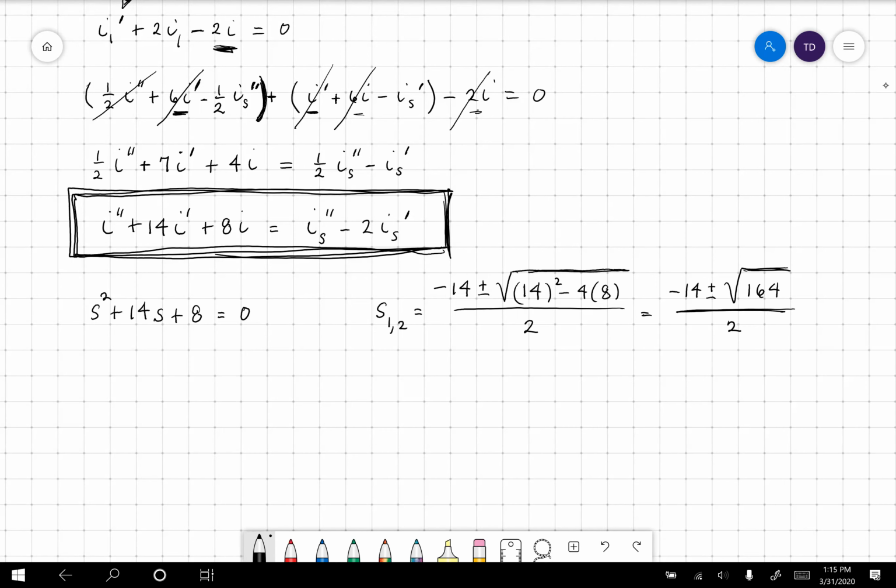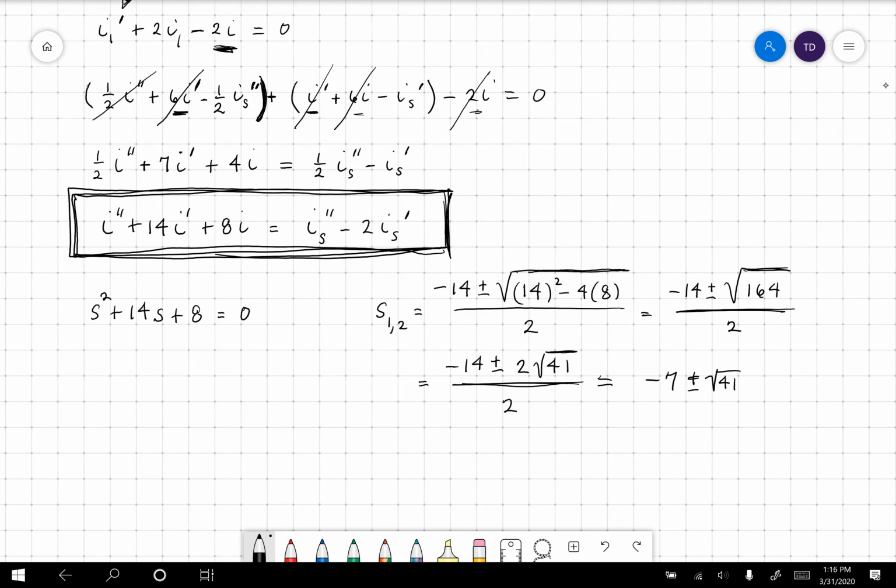You can see that those are both real numbers. It looks ugly, but we're in category number 1. If we look at 164, we know that we can factor a 4 out of that. So this is equal to minus 14 plus or minus 2 root 41, divided by 2. I don't think we can reduce that anymore, except for this 2 part. That's minus 7 plus or minus the square root of 41.